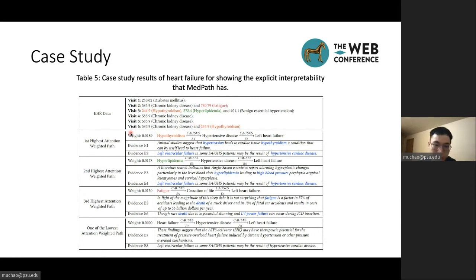And we can learn an attention weight for these paths. For the paths with a higher attention weight, we can see that they are more likely progression paths for the patient to get the disease. And that's how we can use this data to interpret the prediction that we made.